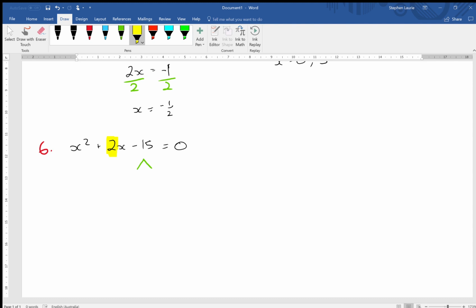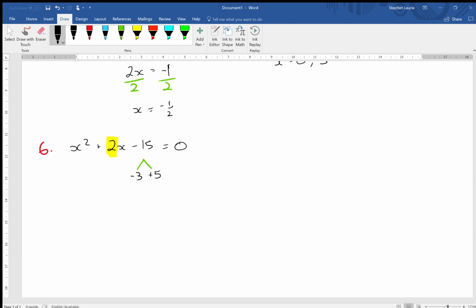So, just focus on factors. You come up with a whole list of factors of negative 15, like minus 1 and plus 15, or minus 15 and plus 1, but neither of those add together to give plus 2. And hopefully you've realised that it's negative 3 and plus 5. They're the two factors we're after.